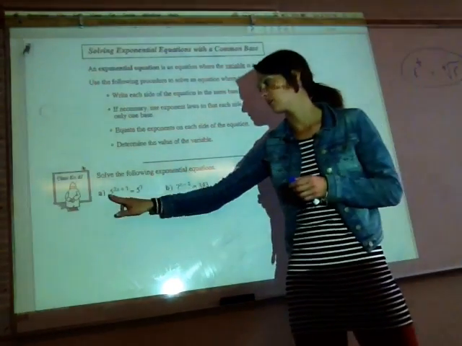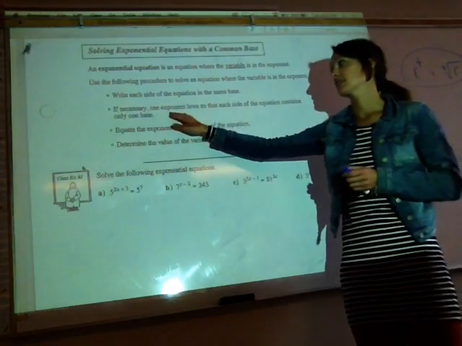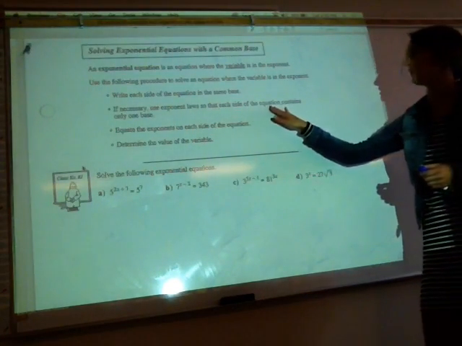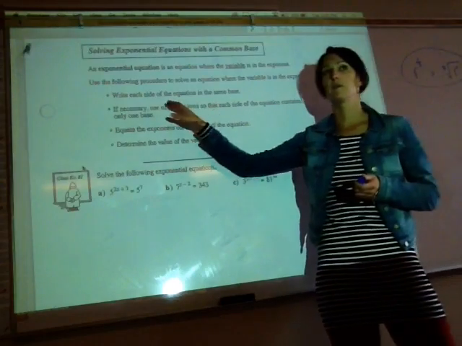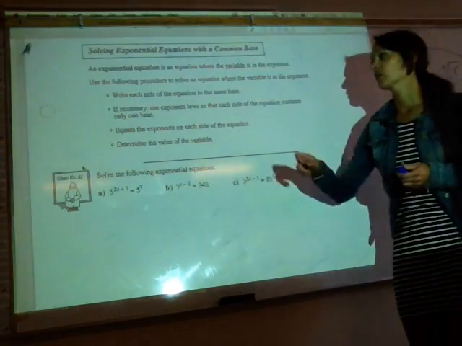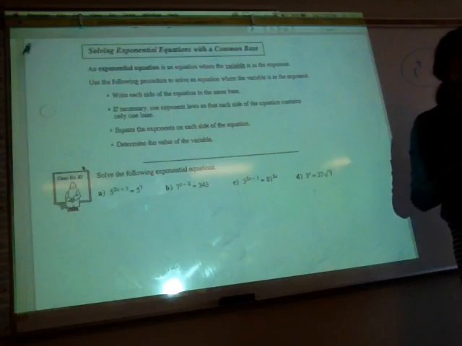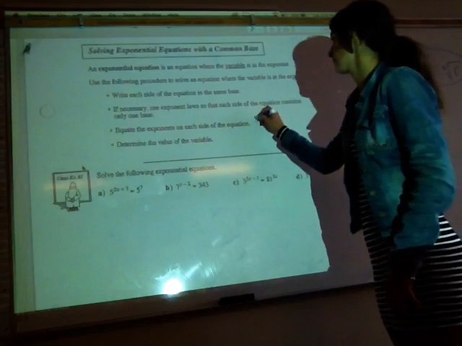In part A, do we have the same base? Yes. Okay, if necessary, we use the exponent law so that each side of the equation contains only one base. Do we have that? One base, good. Okay, then we equate the exponents on each side of the equation. In other words, we set the exponents equal to each other.